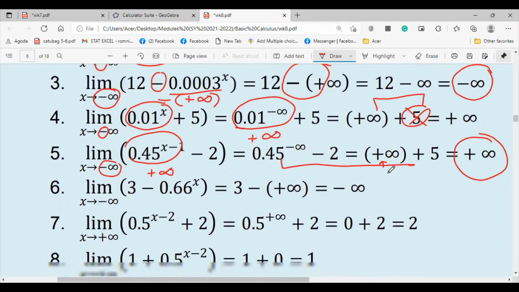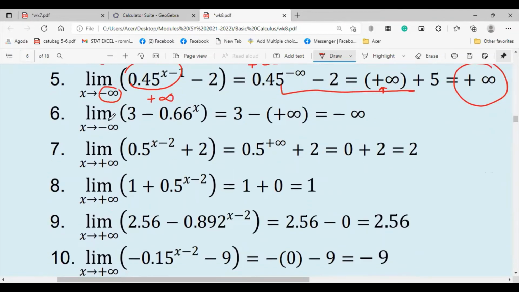Okay. Number 6, this is still negative infinity. Negative, negative. So dapat yan ay positive infinity, no? Minus positive infinity. Kaya ito naging negative. Wala nang bearing itong si constant.